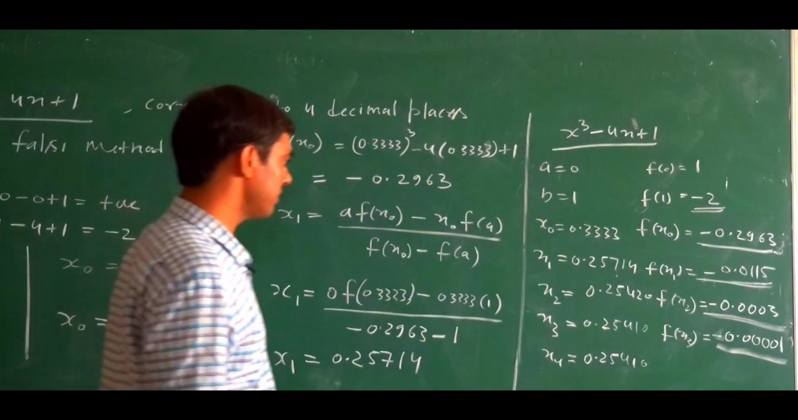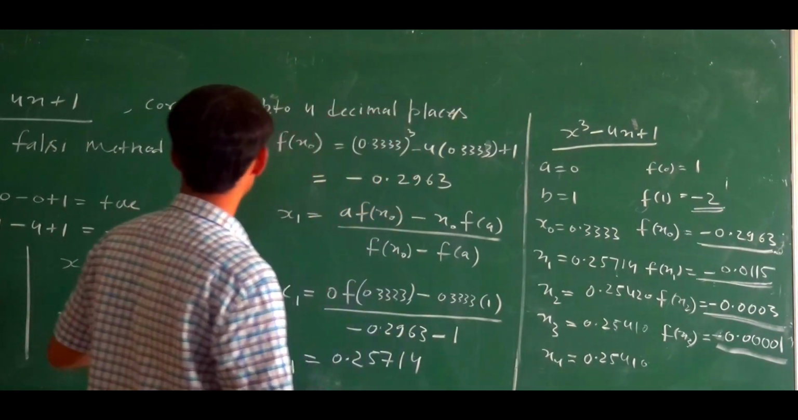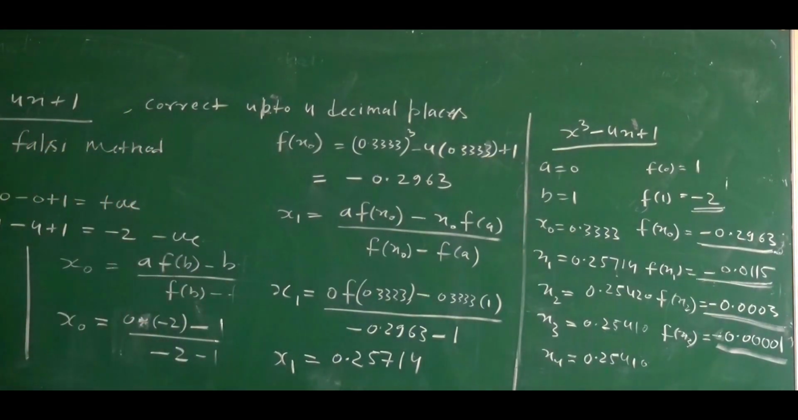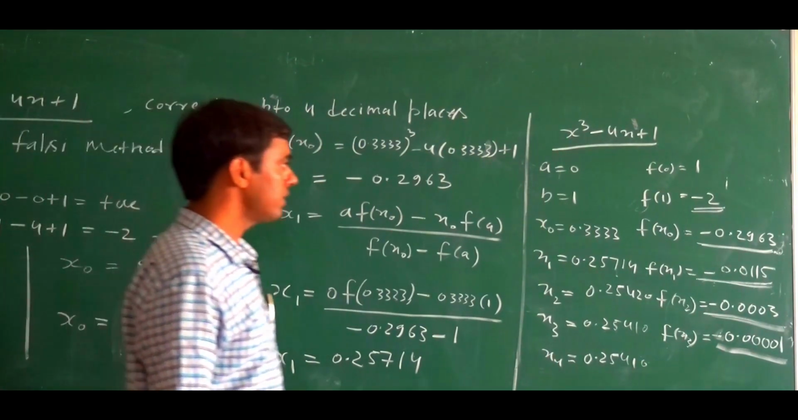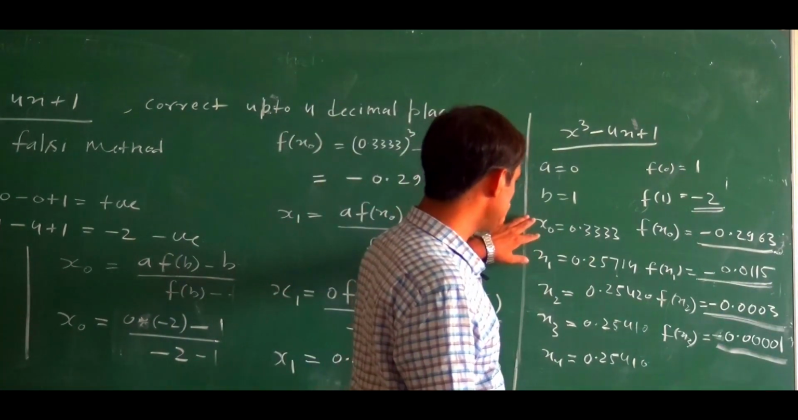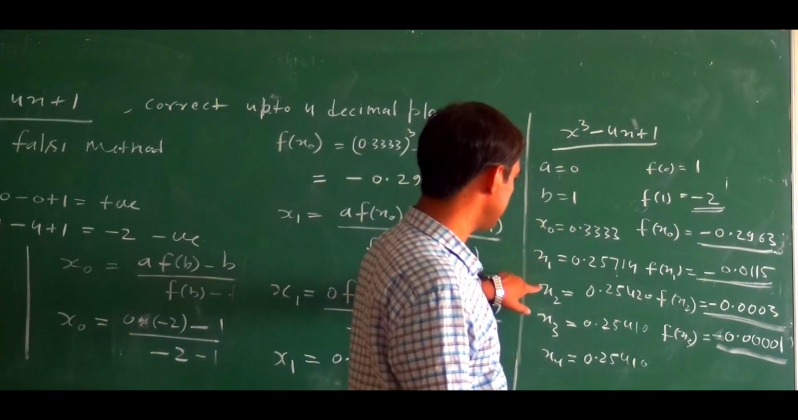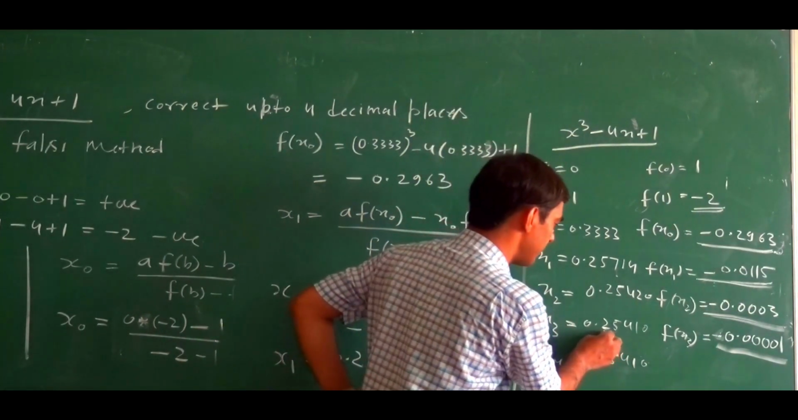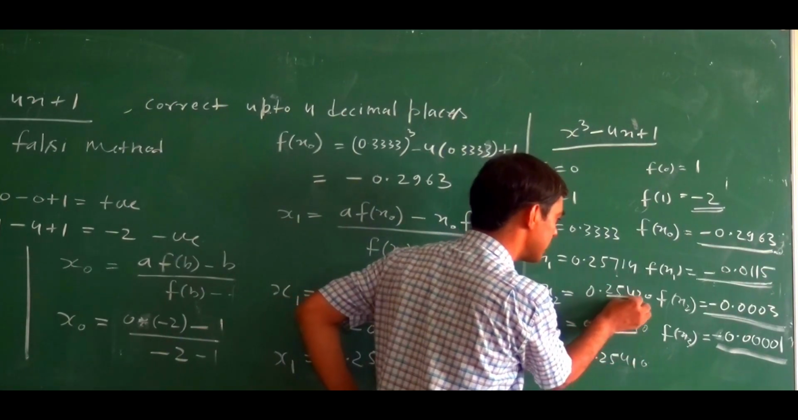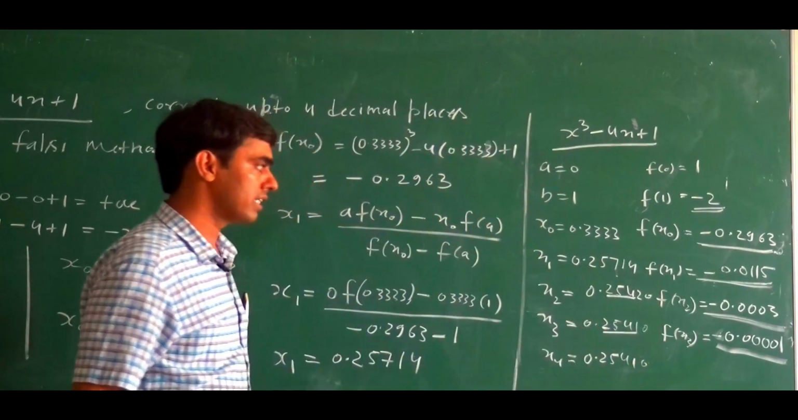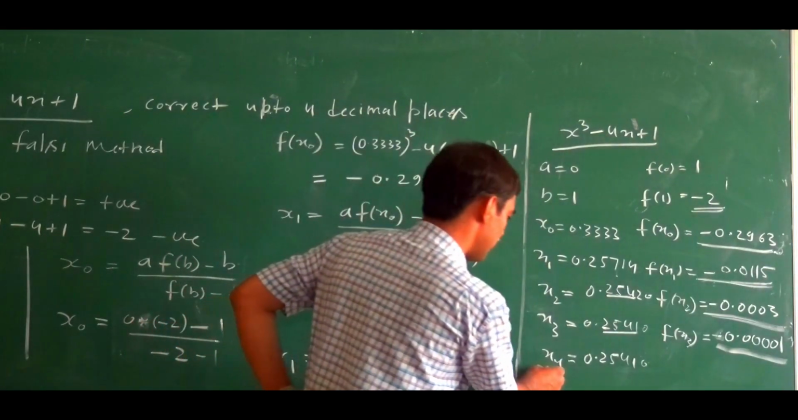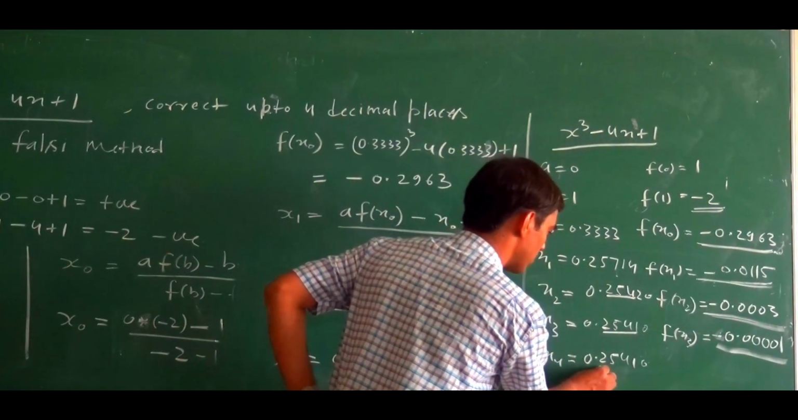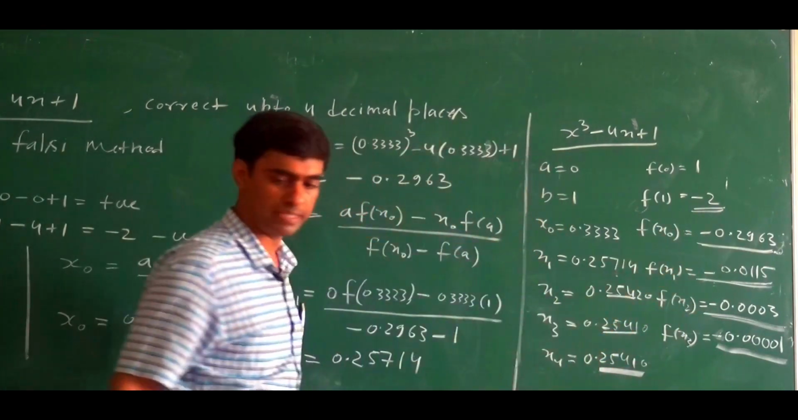Now here, what is the difference between a and b? Means the two initial points. Here a is 0, b is 1. The difference is 1. If the difference is 1, in 4 iterations, first iteration, second iteration, third iteration, fourth iteration, we are able to find the root correct up to 3 decimal places. In the 5th iteration, we are able to find the root correct up to 4 decimal places.